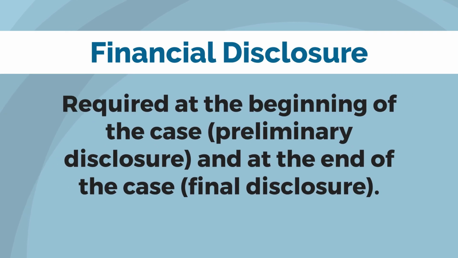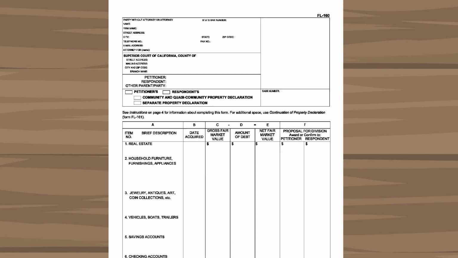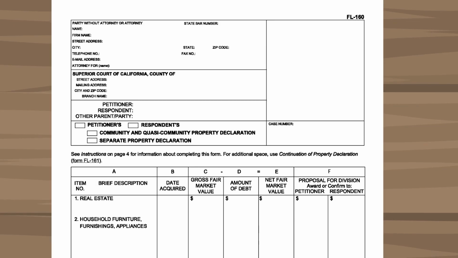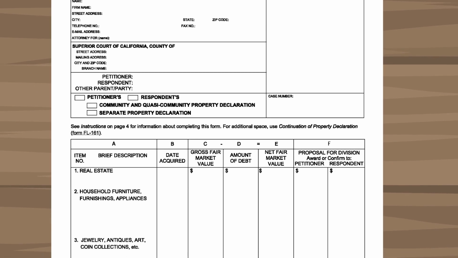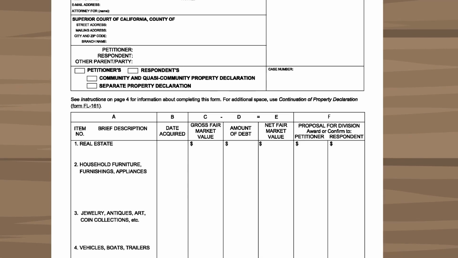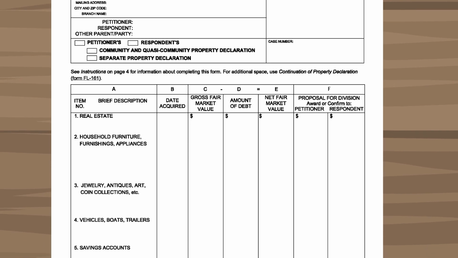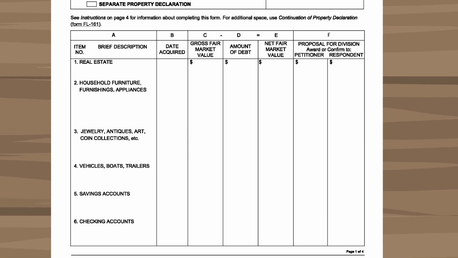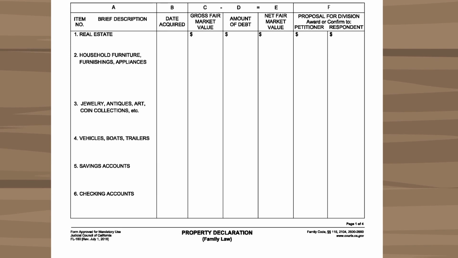Financial disclosure is required at the beginning of your case, which is called preliminary disclosure, and at the end of your case, which is called final disclosure. Financial disclosure requires you to list all property and debts that you know to exist for either party. This is done by listing all property on Form FL-160 Property Declaration based on the date that the property was acquired. There are two types of property: community property and separate property.